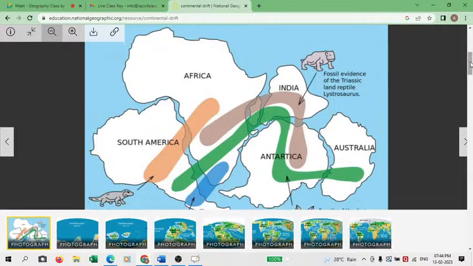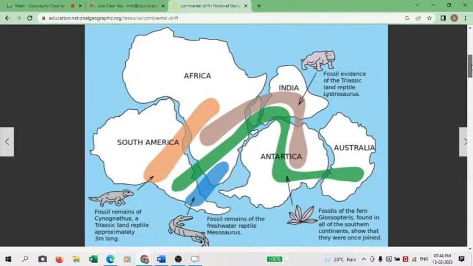Number two, you see down, can you see on the left hand side? Fossil remains of Cynognathus. Can you read this? All of you? Fossil remains of Cynognathus, a Triassic land reptile, approximately 3 meters long. इसका फॉसिल कहां मिला? साउथ अमेरिका में as well as Africa. Can you see this? Yes, sir. Can you note this down? ऑल ऑफ यू?